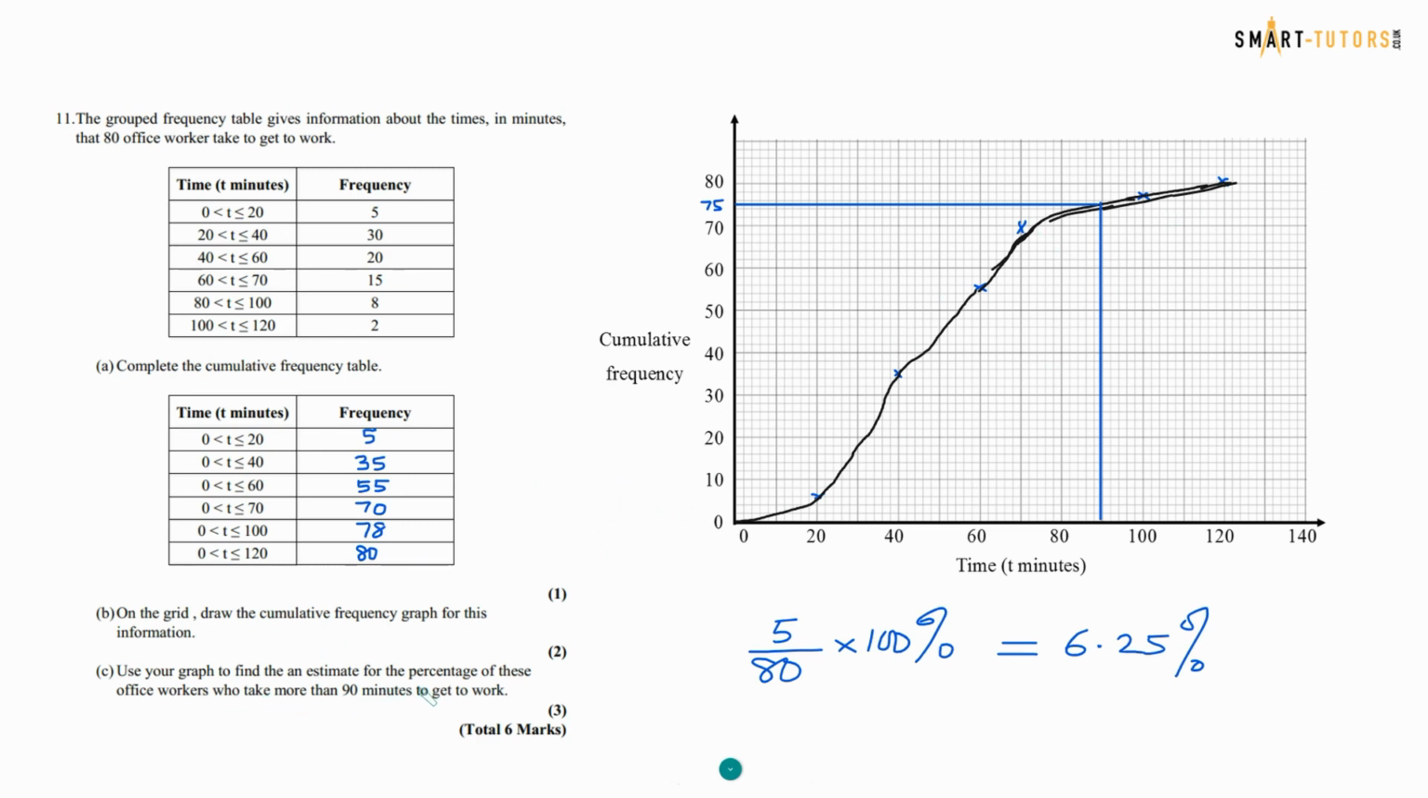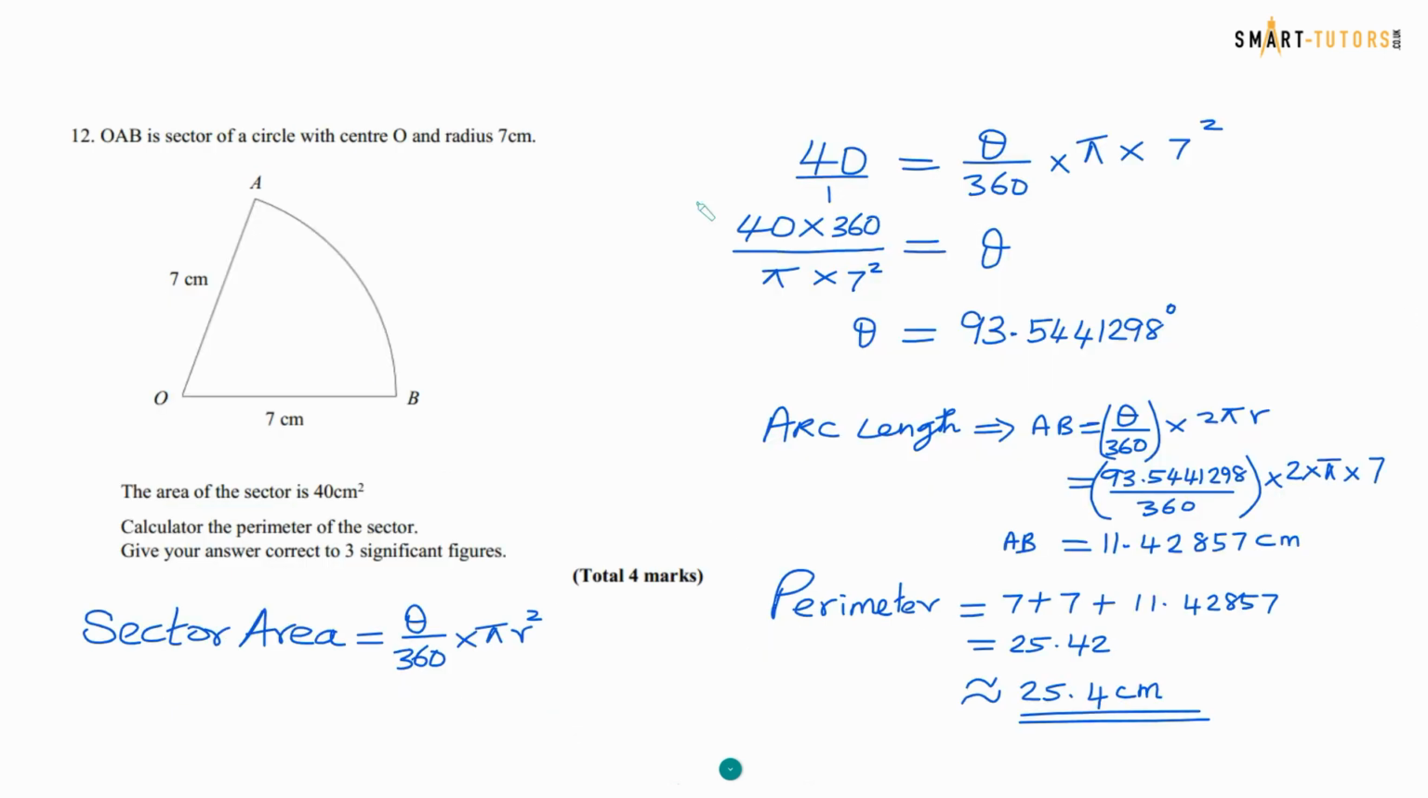Use your graph to estimate the percentage of these workers who take more than 90 minutes to get to work. For 90 minutes you draw a vertical line, and 90 minutes comes to 75. So the difference between 80 and 75 is 5. So 5 people took more than 90 minutes. So 5 over 80 times 100 gives the answer, 6.25. Question number 12.